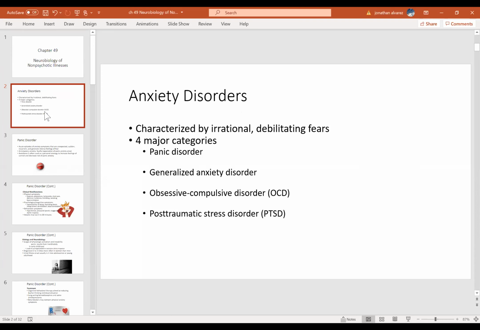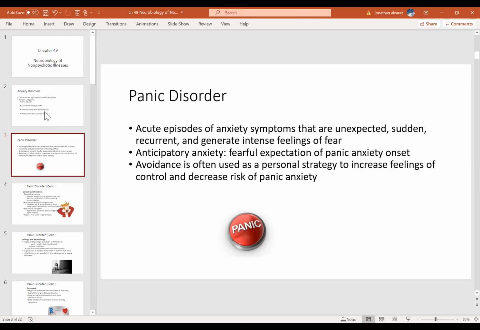Okay, so anxiety or anxiety disorders. So there's four different ones: panic disorder, generalized anxiety disorder or GAD, obsessive compulsive disorder (OCD), and post-traumatic stress disorder or PTSD. So panic disorder is acute episodes of anxiety symptoms, unexpected, sudden, intense feelings of fear.